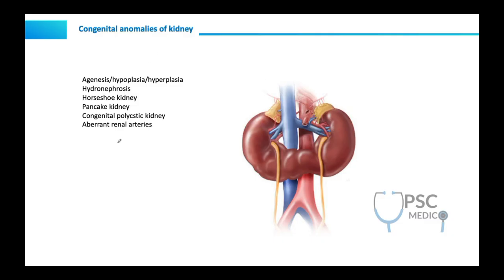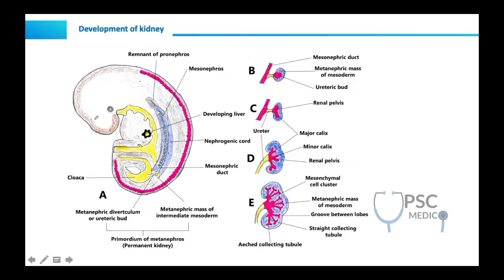Last, a very important one is the aberrant renal arteries. Usually we have a pair of renal arteries arising from the aorta which supply the kidney. But if there is a failure of ascent, the arteries might take origin elsewhere. For example, if the kidney is in the sacrum, you still have sacral arteries supplying the kidney because of failure of ascent of the kidneys. So this is aberrant renal arteries. We are done with the congenital anomalies of the kidney and the development of the kidney briefly.